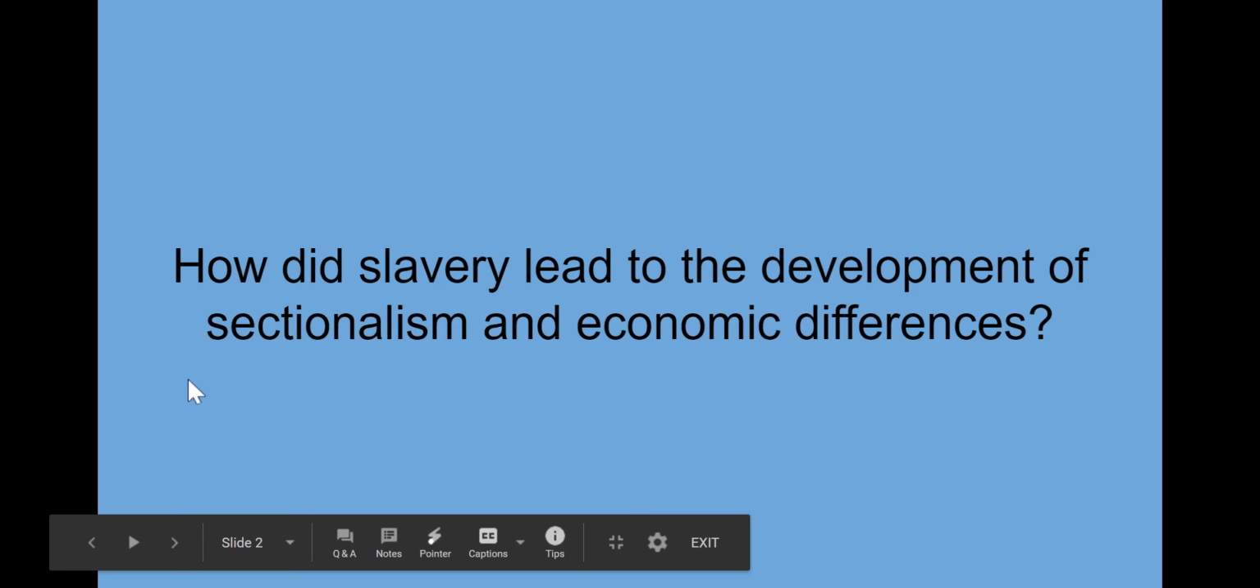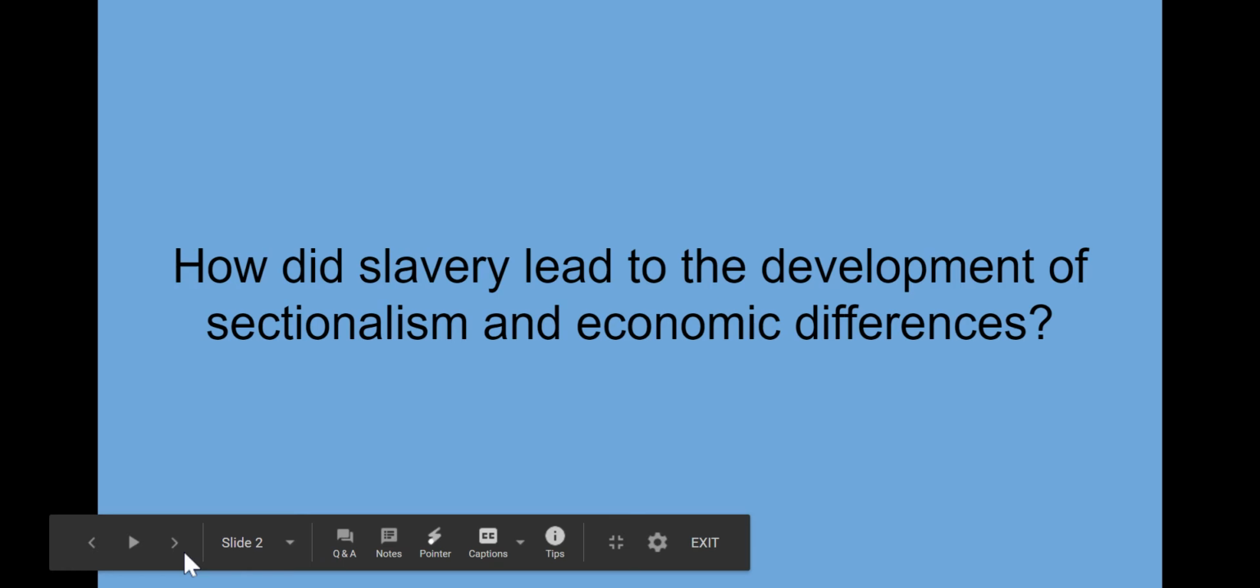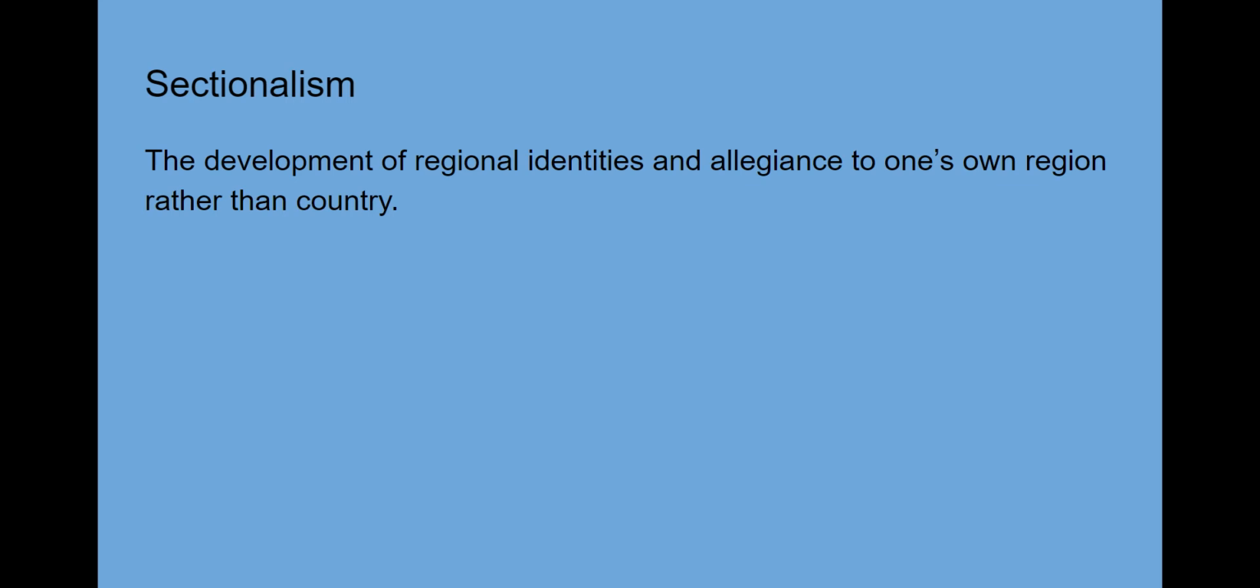So how did slavery lead to the development of sectionalism and economic differences? Basically, as the country grew and expanded westward and people settled in different regions of what would become the United States, there were different regional identities developed in these different places. Specifically in this video, we're going to be talking about the North and the South. But there were other regional identities as well.